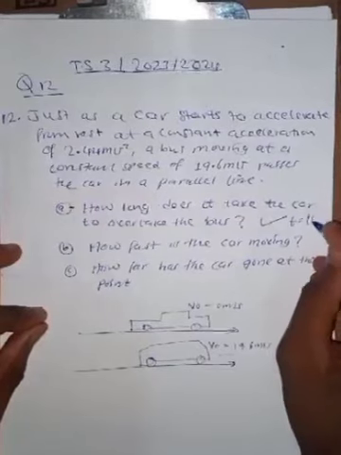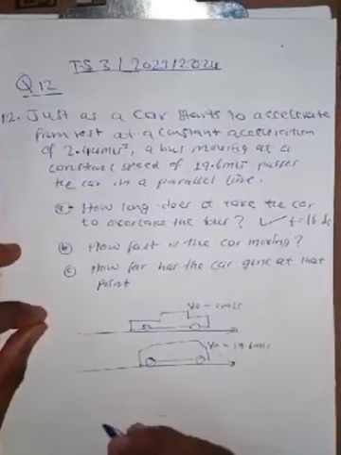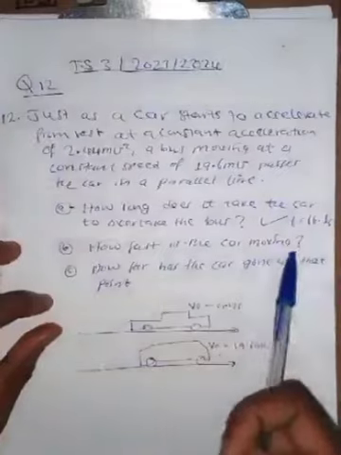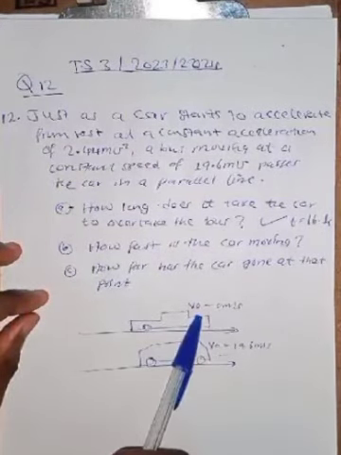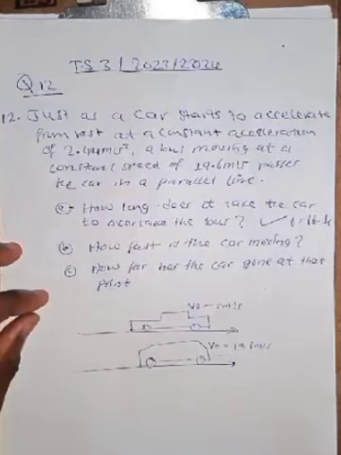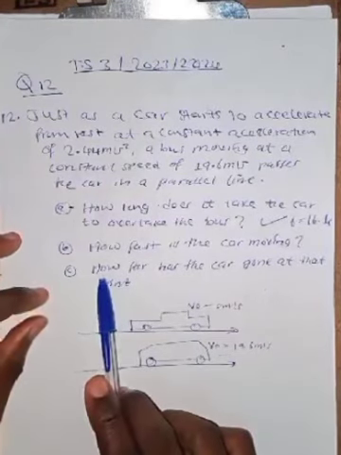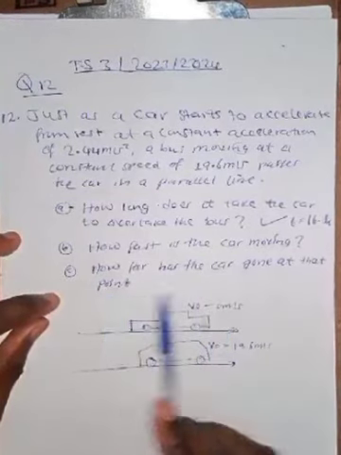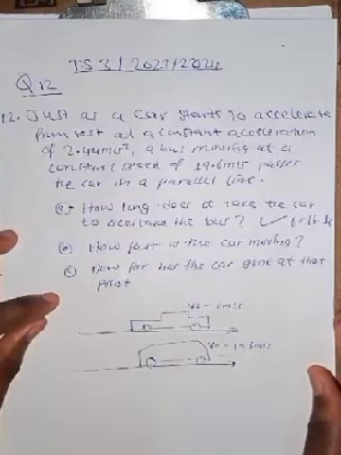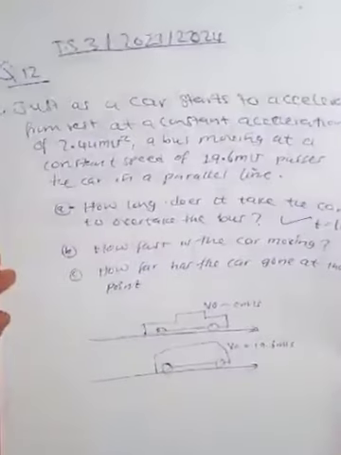We have answered this one. Time was 16.1 seconds. Then how fast is the car moving? The velocity of the car. We just know the initial velocity as 0. What about the final when they met? We need to find that one. And the last question is, how far has the car gone at that point? How far simply means the displacement.